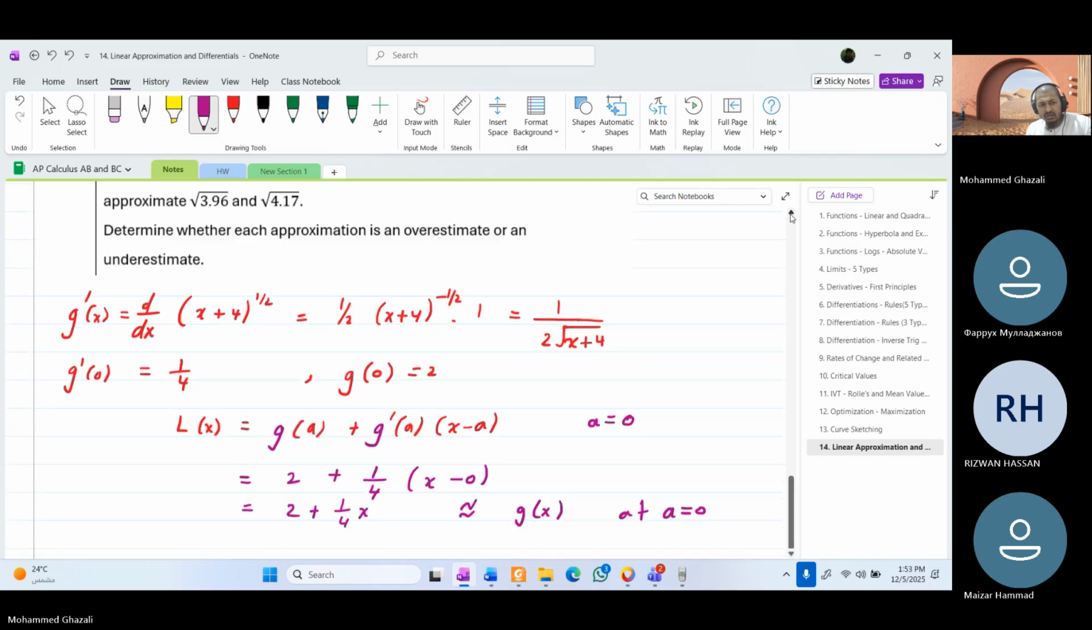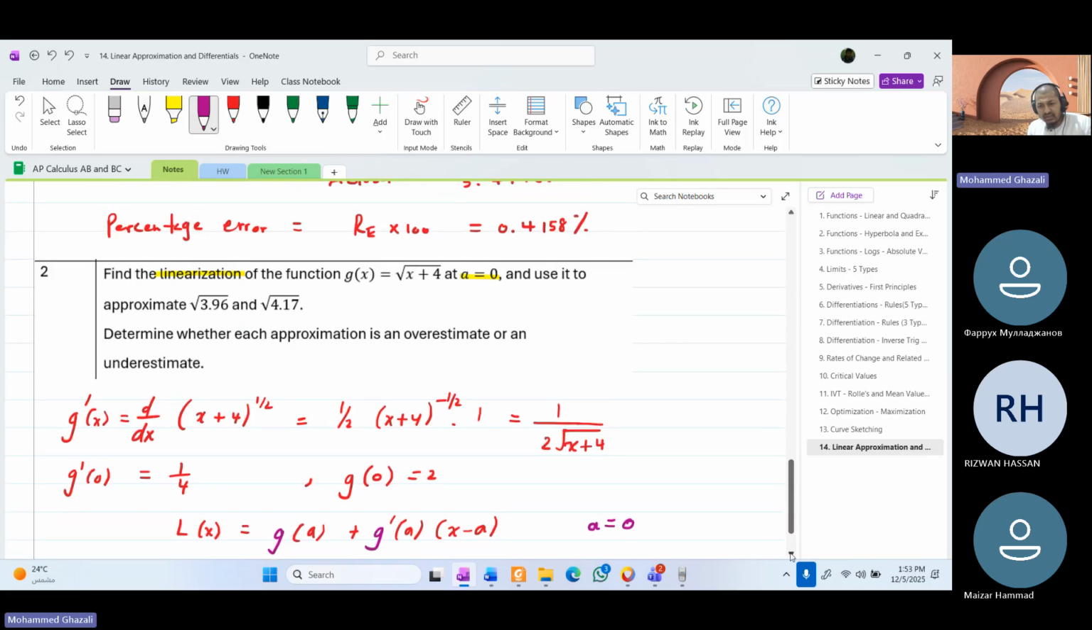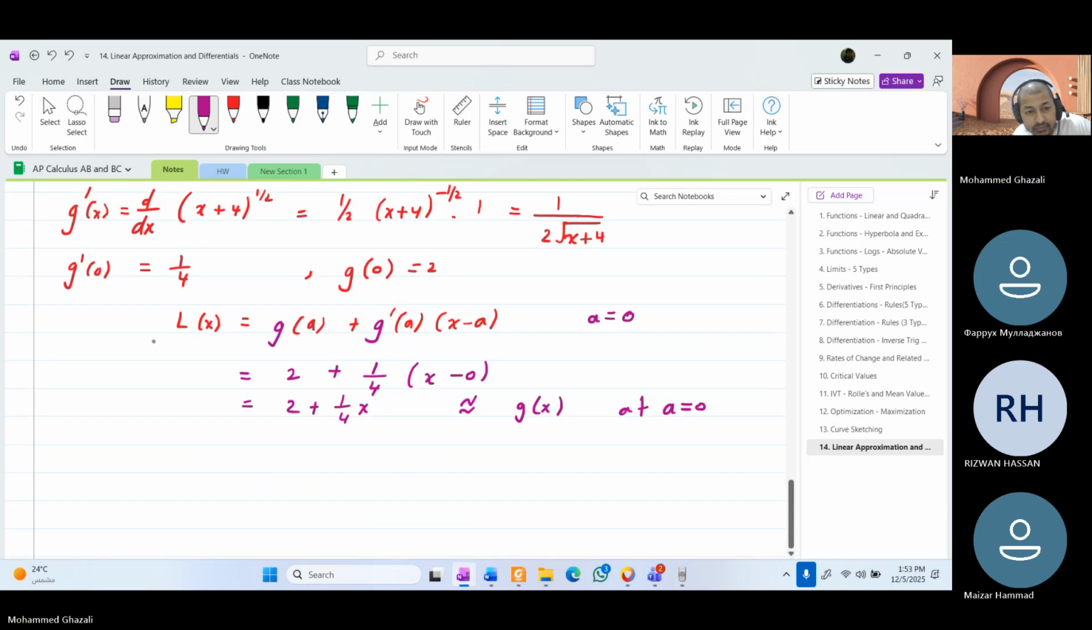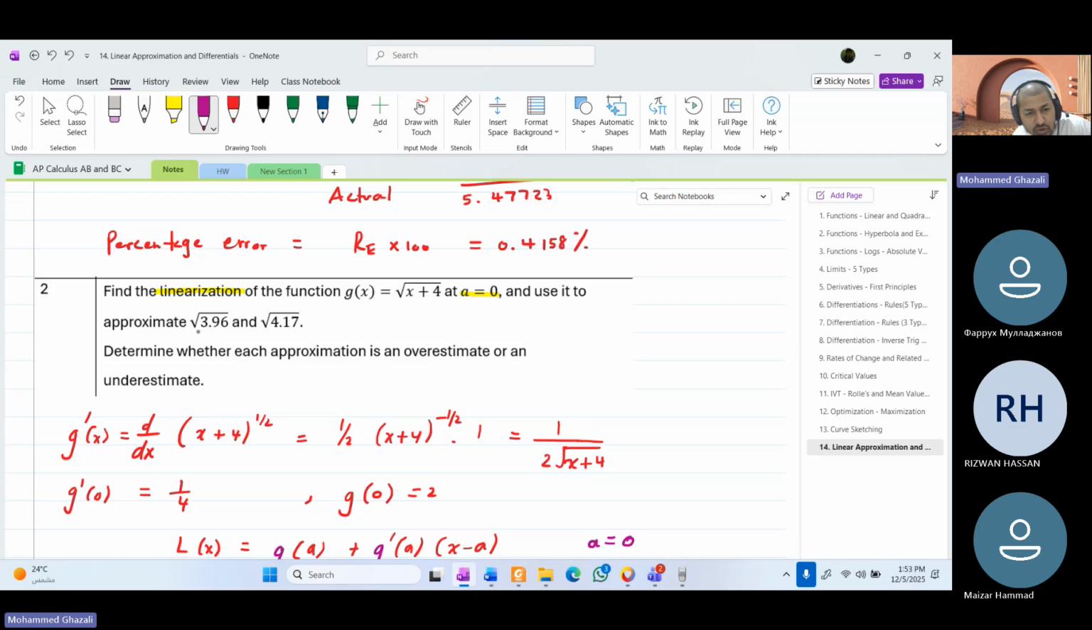Now, if I try to find L of, let's see. We have now a tangent line approximation. We have a linearization function. Now we want to estimate these things. Approximate the square root of 3.96. Makes sense. We want to approximate the square root of 3.96.